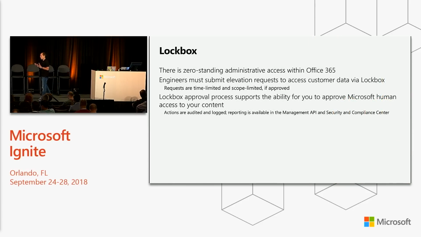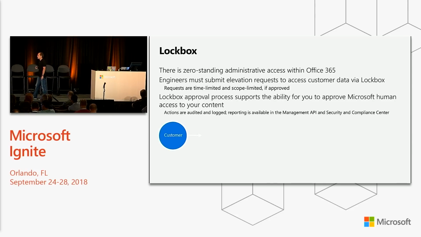So first and foremost, there is zero standing administrative access within Office 365. No one has access to customer data. We have to go through a just-in-time process to gain access to any customer data. The process that we leverage is a tool known as Lockbox. Lockbox provides us the ability to ensure that those requests are time-scoped and scope limited in terms of what engineer can access and what data can be accessed.